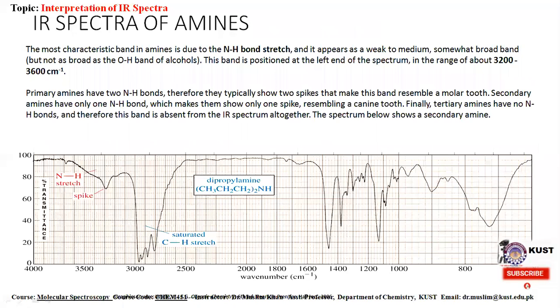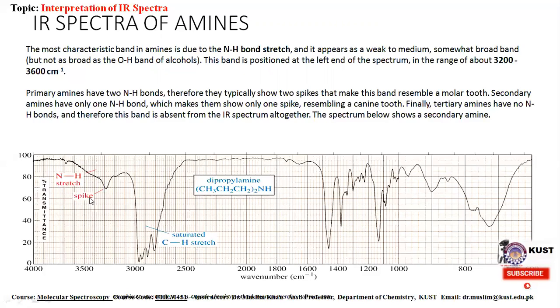IR spectrum of amine. The most characteristic band in amine is due to the nitrogen-hydrogen bond stretch. It appears as a weak to medium, somewhat broad band, but not as broad as the oxygen-hydrogen band of alcohol. This band is positioned at the left end of the spectrum, in the range of about 3200 to 3600.